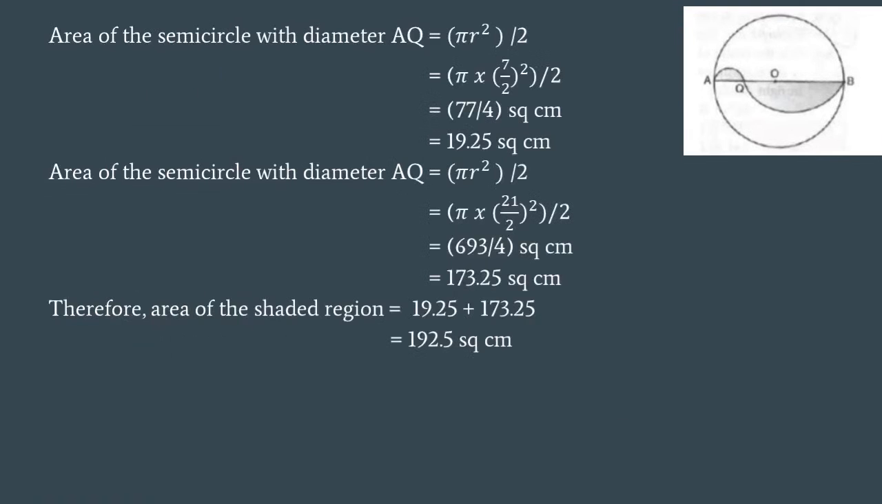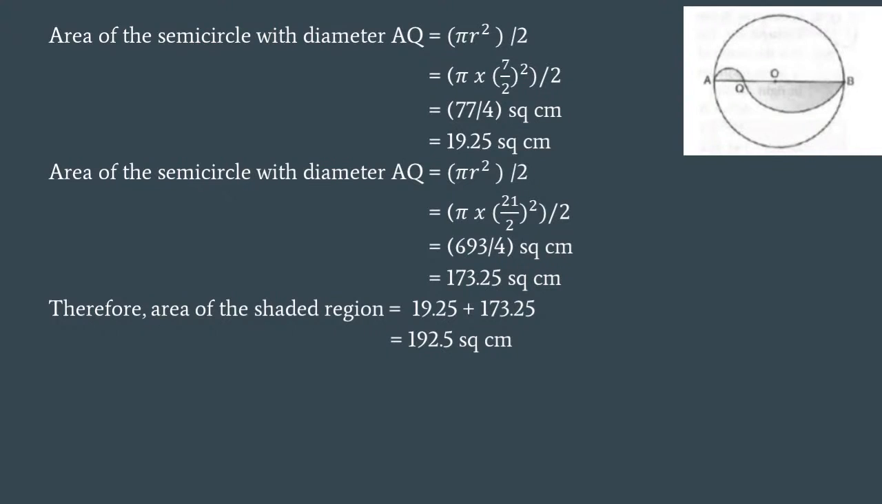The area of the semicircle with diameter AQ is given by pi r square by 2. Here D is 7, so R is 7 by 2. So in the place of R we need to substitute 7 by 2. So the area is given by pi into 7 by 2 the whole square by 2. So that gives us 77 by 4 centimeters square. That's nothing but 19.25 centimeters square.